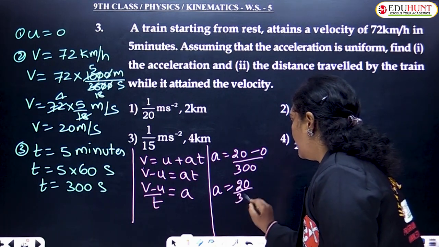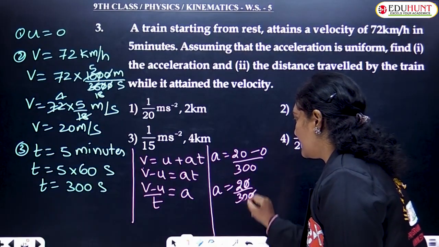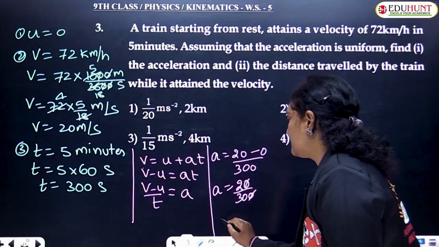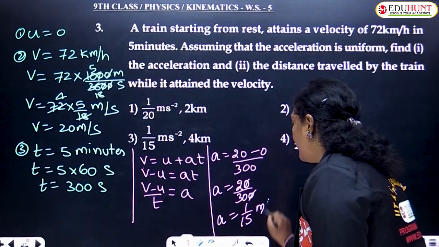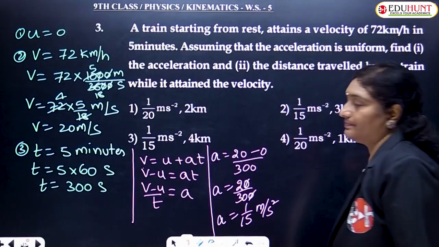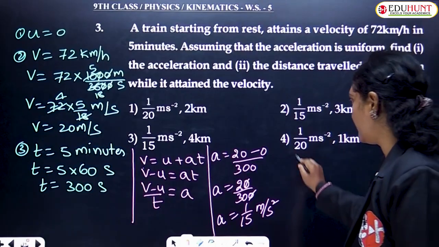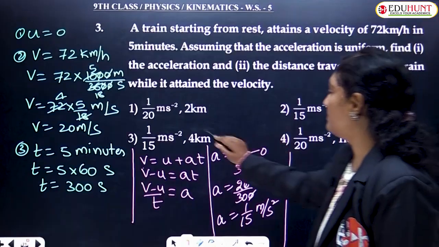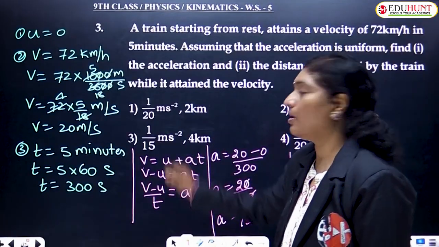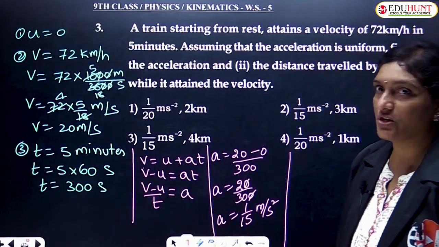20 by 300 is nothing but 0, 0 gets cancelled. 2 goes 15 times. Hence A is equal to 1 by 15 meter per second square. So what is the value of acceleration, children? 1 by 15 meter per second square. So maybe the second option or the third option. You need to check it out.